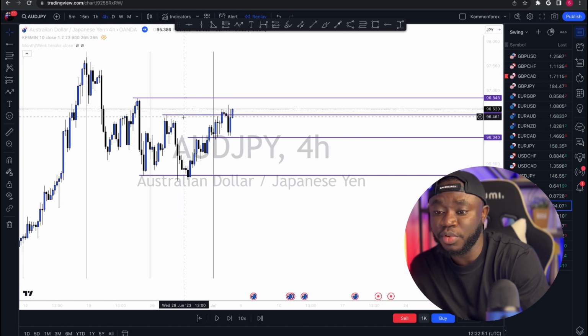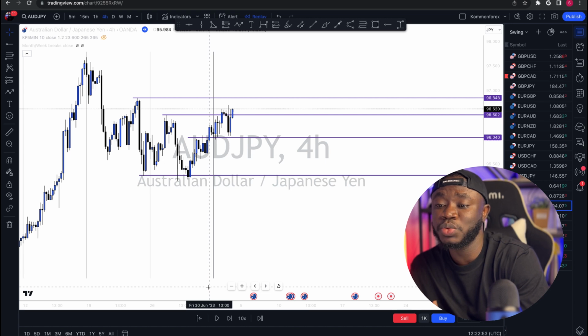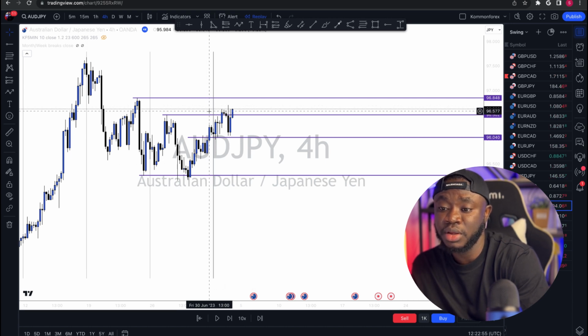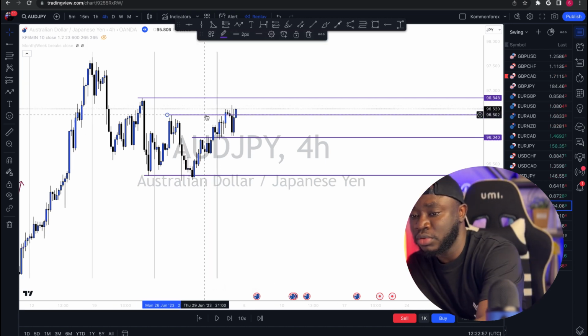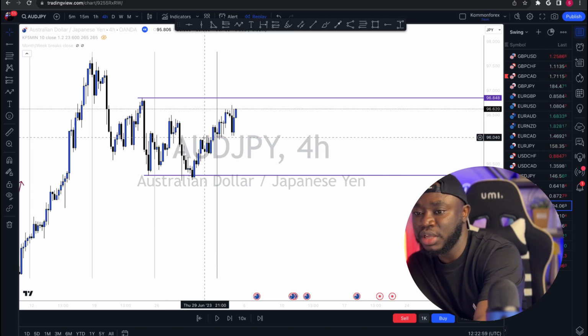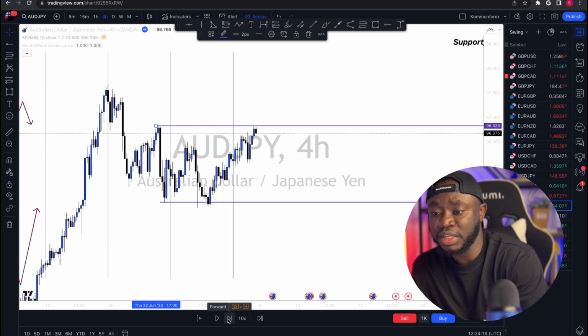I've hit my 2 take profits. What do I do next? I want to see if the market will get to my resistance, which is up here. So let's delete this level. Let's also delete this level. So next thing, the market hits our resistance.